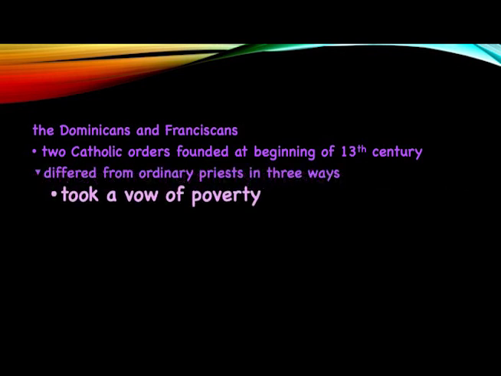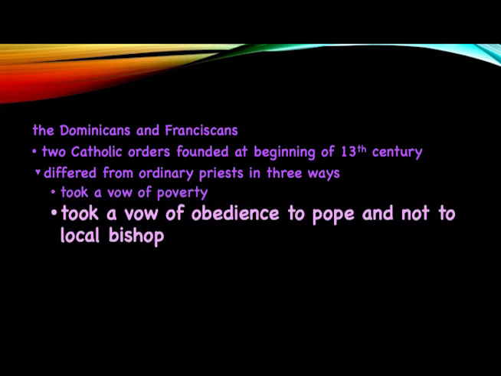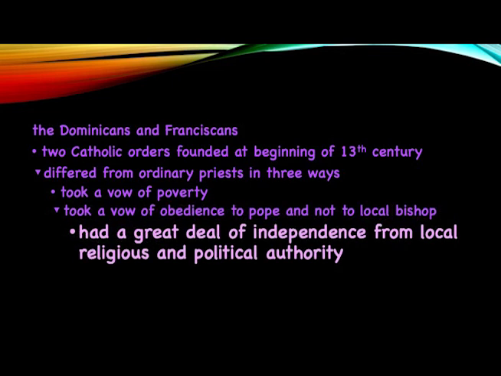First, they took a special vow of poverty in addition to the vows of chastity and obedience that all Catholic clergy increasingly took. This special vow of poverty made them appear closer to God than other clergy. Second, they owed their obedience to the Pope in Rome, and not to the local bishop like a parish priest did. This second aspect gave both orders a great deal of independence from local religious and political authority.